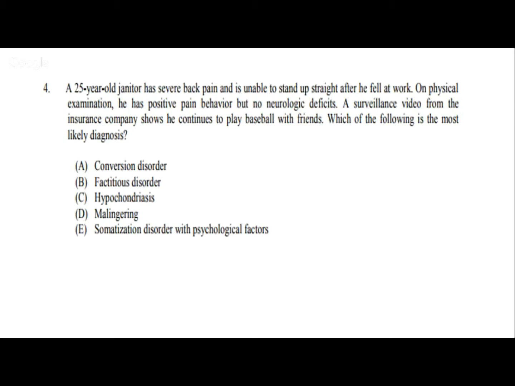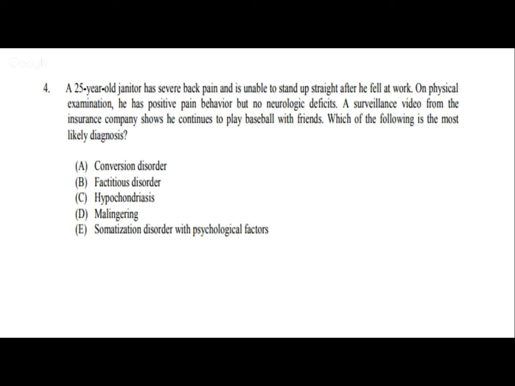All right, a 25-year-old janitor has severe back pain and is unable to stand up straight after he fell at work. On physical examination, he has positive pain behavior but no neurological deficits. A surveillance video from the insurance company shows he continues to play baseball with friends. Which of the following is the most likely diagnosis? Conversion, factitious, hypochondriasis, malingering, somatization.